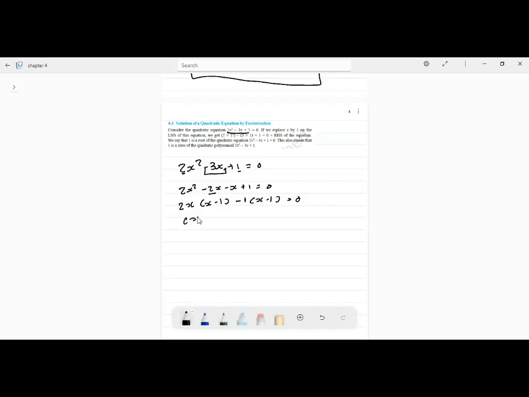So (x minus 1)(2x minus 1) is equal to 0. Then x minus 1 is equal to 0 or 2x minus 1 is equal to 0. To make a product 0, any of the numbers can be 0. So x can be 1 or x can be 1 by 2. So this is the answer to the given question.